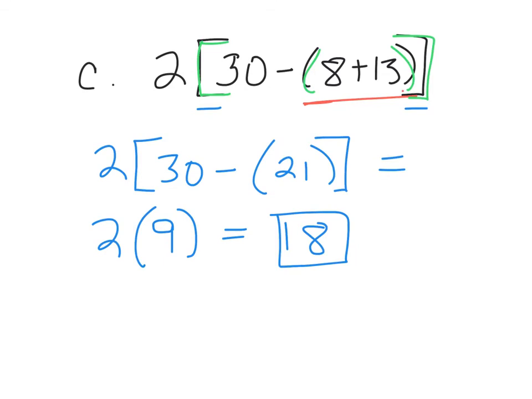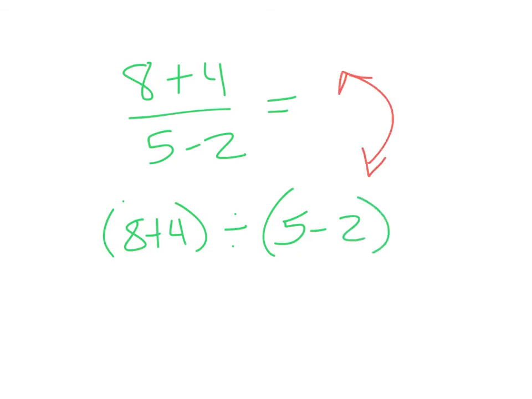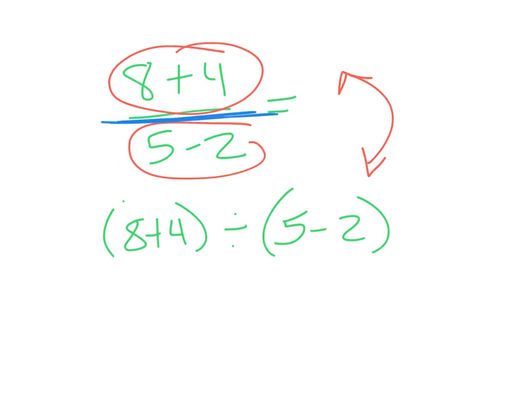All right, sometimes you're going to see a fraction. A fraction bar, it's the same as division, so you have to evaluate the numerator and the denominator first. So say, for instance, if I have 8 plus 4 over 5 minus 2, okay, that's the same thing as saying 8 plus 4 is divided by 5 minus 2, okay? These are considered the same equations, same math. So that's when you need to know that I need to do this and this before I can do this division sign in the middle.